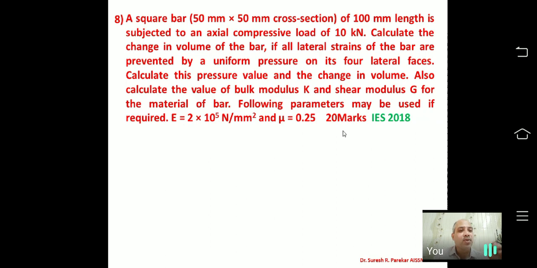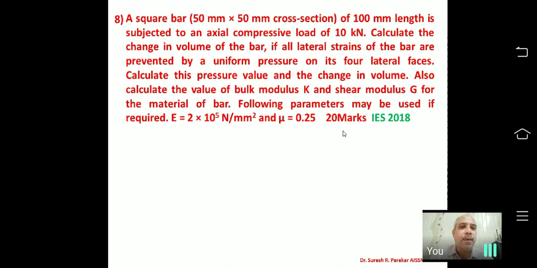So our aim is only 600, and out of this 600 we are getting minimum 20 from axial stresses. So now we have a square bar. Now this I will not read total problem. So mu is given, E is given. So calculate the pressure value and change in volume. Also calculate bulk modulus, shear modulus of the material. So whatever I can solve, I will first go for it.